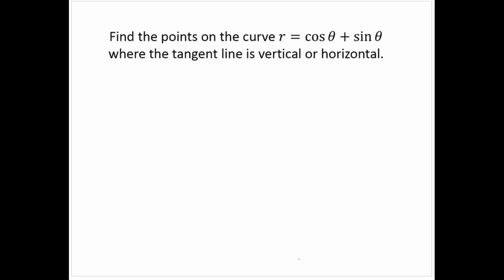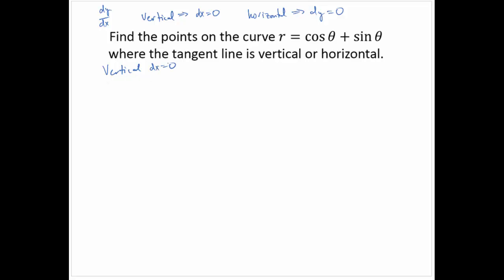So recall, if we're thinking about dy/dx, we know that we have vertical when dx is 0, and horizontal when dy is 0. All right, so vertical, let's start there. Where is dx equal to 0?